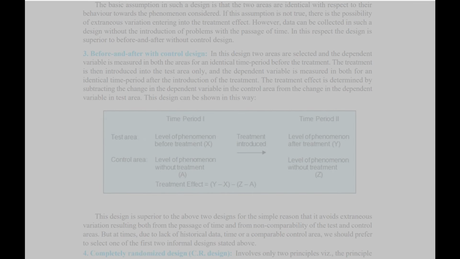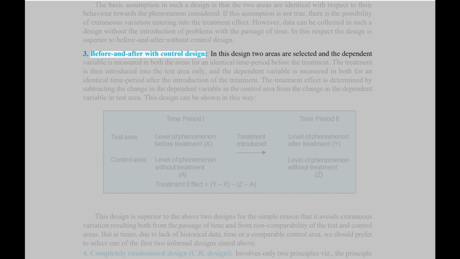The basic assumption in such a design is that the two areas are identical with respect to their behavior towards the phenomenon considered. If this assumption is not true, there is the possibility of extraneous variation entering into the treatment effect. However, data can be collected in such a design without the introduction of problems with the passage of time. In this respect, the design is superior to before and after without control design.